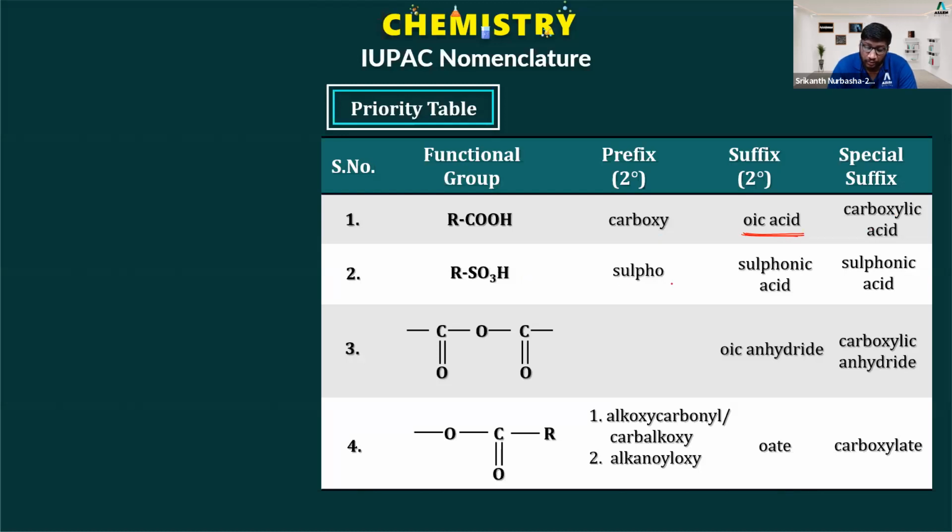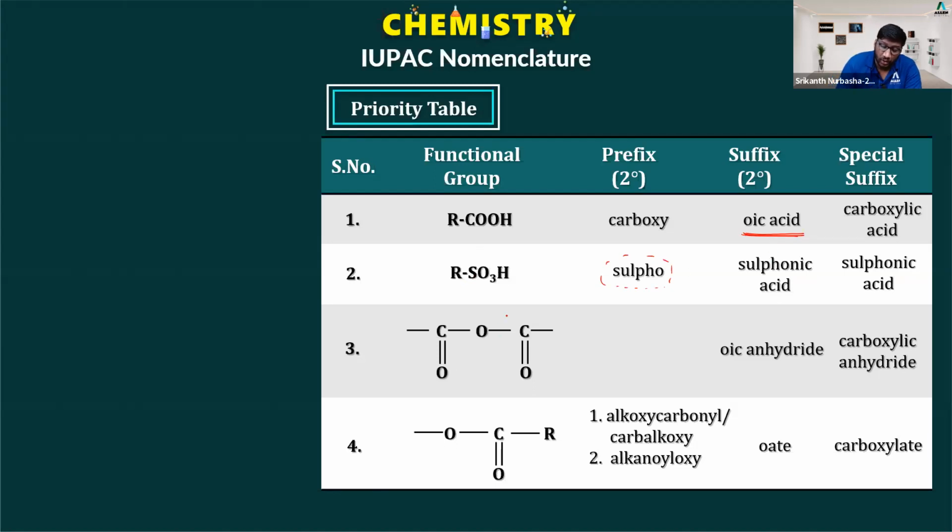RSO3H means sulfo. That means whenever we have COOH and SO3H, first priority you have to give to COOH, naming it as oic acid. And the second priority has to be given to the SO3H group. If the SO3H group is taken as a second priority or a substituent, in that case you have to use sulfo, that is the prefix. And whenever SO3H is the main functional group, then it is sulfonic acid.